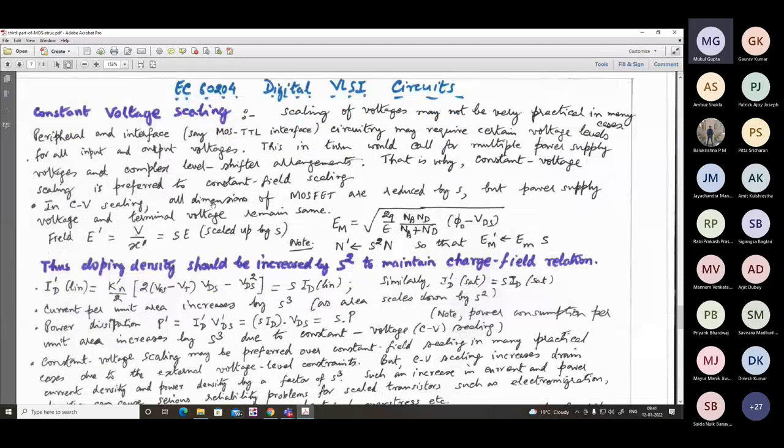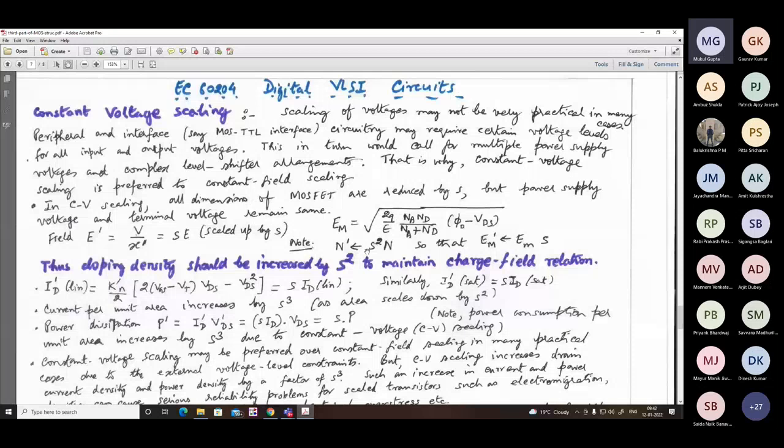So all dimensions of the MOSFET are reduced by S, but the power supply voltage and terminal voltage remain the same. In that case, the field is given by V by X prime. So obviously the field will be scaled up by S. And if the field has to be increased by S, from the expression of E, root over 2q by epsilon, Na Nd by Na plus Nd, it is required that the doping density should be increased by S square, not S. Earlier, for constant field scaling, it was required to increase N by a factor of S, but here it is required to increase by a factor of S square.